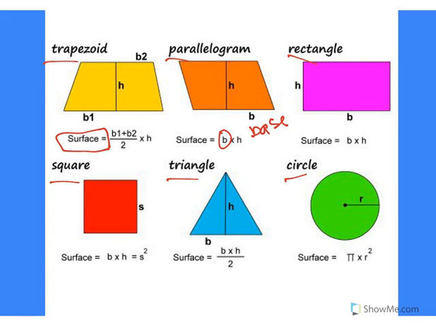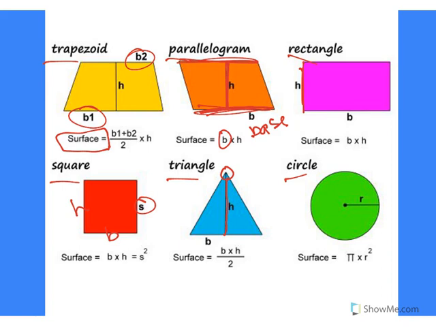The height would be from the base, and this is really base 1 and this is base 2, like over here in the trapezoid. We actually use both of our bases because they're different in a trapezoid. In a parallelogram, the two bases are the same, so we just use one, and the height is the distance between the bases. On a parallelogram, on a rectangle. A triangle, the height is from the vertex to the base.